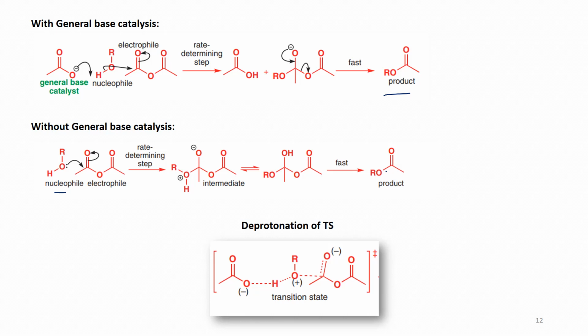That's why it's called a general base catalyzed reaction, because it doesn't depend on the pH. The higher pH will not enhance the rate of the reaction, because the base is not taking part in the reaction directly. It's just activating our nucleophile. In the transition state, it's just taking the proton from the nucleophile, activating it and stabilizing our transition state.